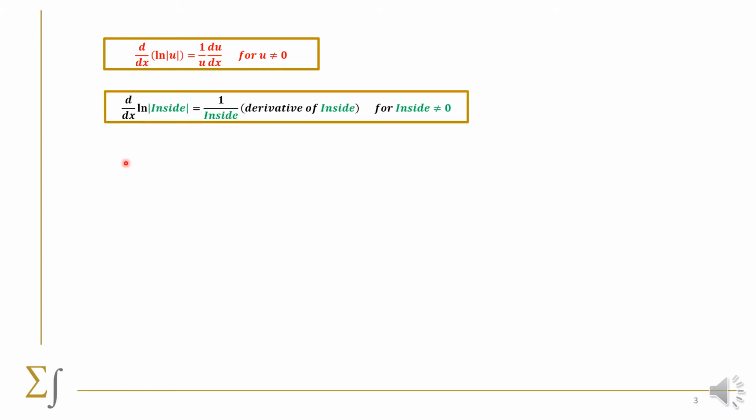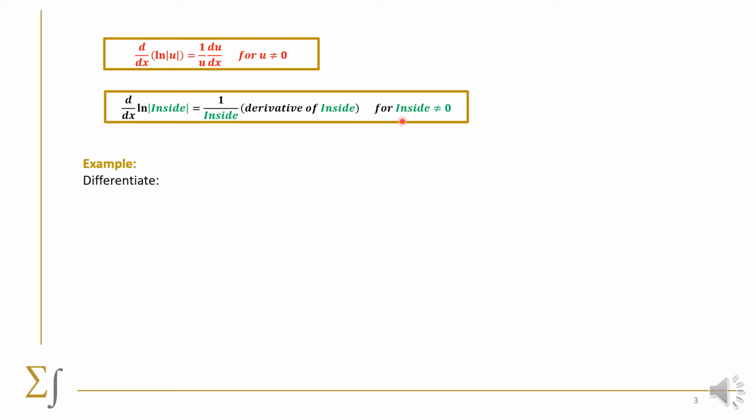We move on with the derivative of a logarithmic function. Here we have the derivative of ln of the absolute value of a function u of x. Here we apply the chain rule. We have 1 over inside times derivative of inside. And of course, inside is not equal to 0. So this is another way of writing it to make it easier for you to remember it: 1 over inside times derivative of inside, and inside is not equal to 0.